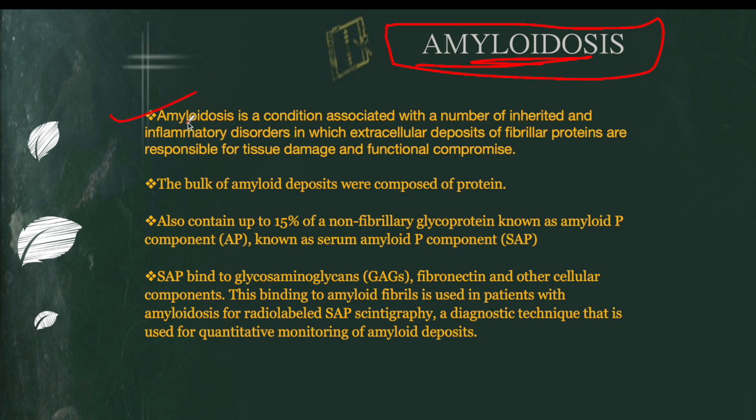So what is amyloidosis? Amyloidosis is a condition associated with a number of inherited and inflammatory disorders in which extracellular, not intracellular, it is extracellular deposits of fibrillar proteins that are responsible for tissue damage and functional compromise in the different organs of the body.